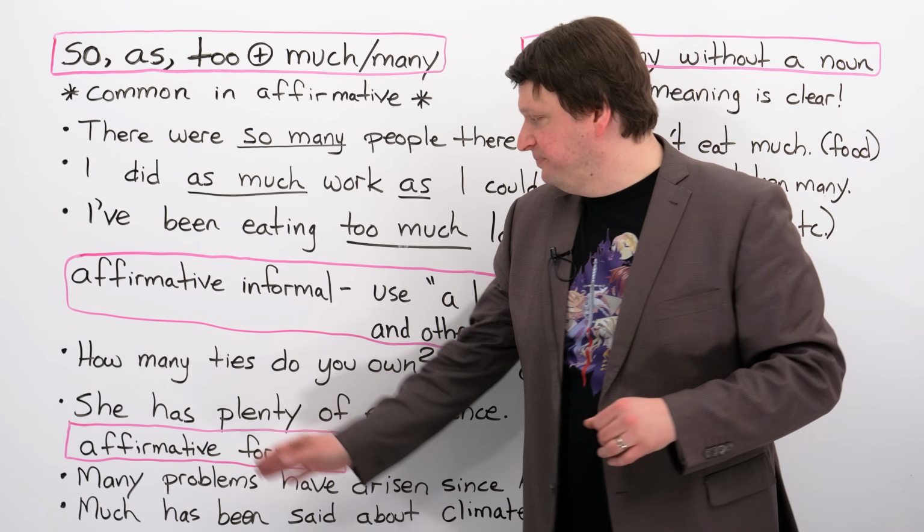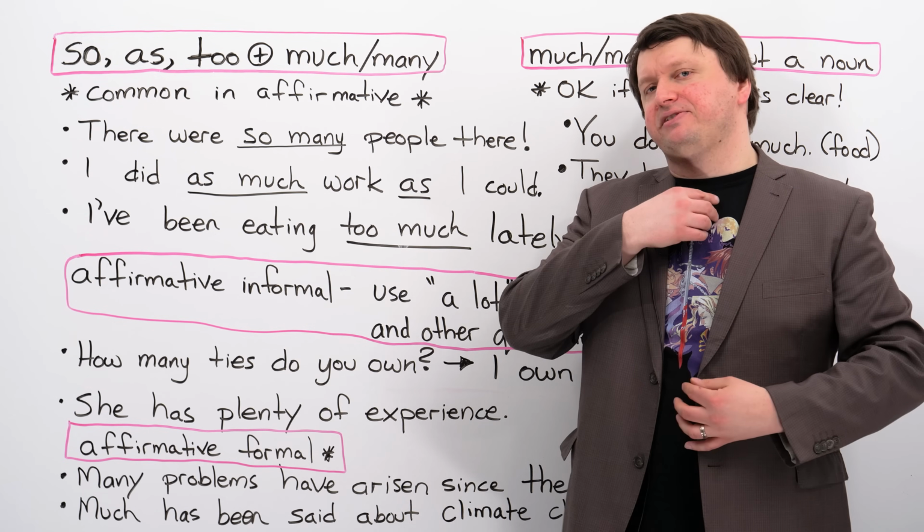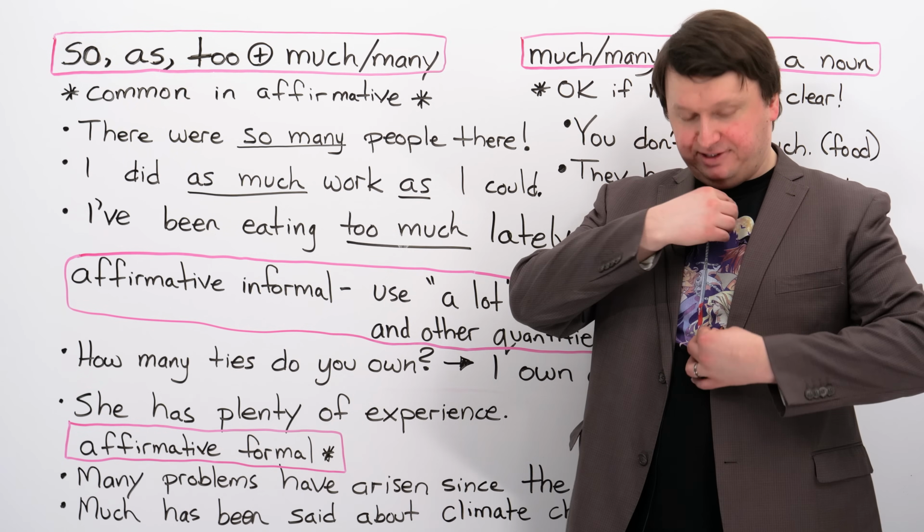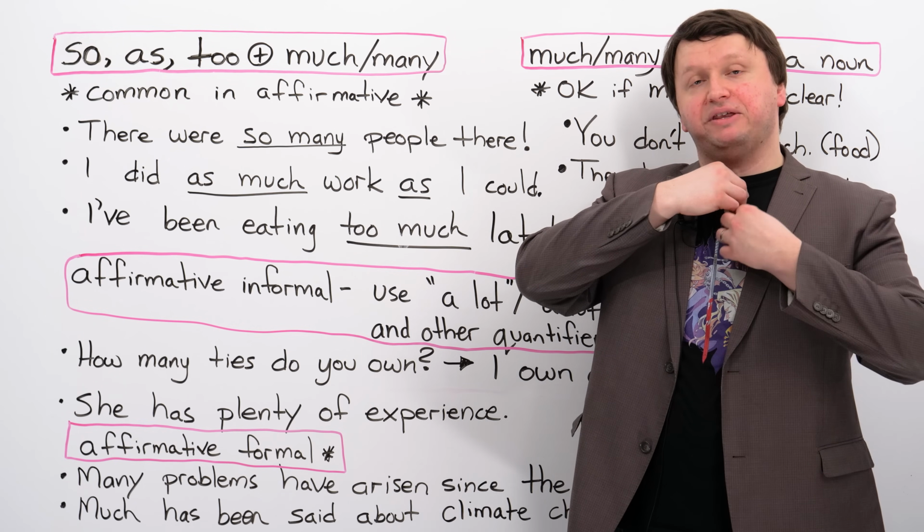So for example, how many ties do you own? Now, a tie is something you can wear with a dress shirt.